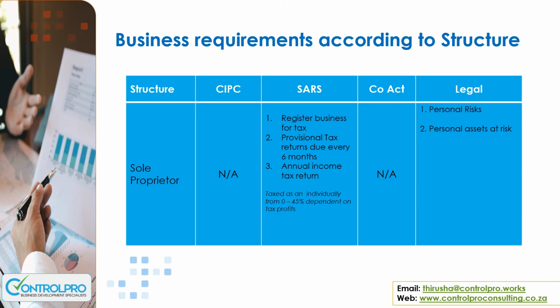You'll be taxed as an individual, same as in a partnership, 0 to 45%, depending on the tax profits that you make. Your personal risks here are increased, just like the partnership. So you would have your personal assets being at risk, more so than in a company.